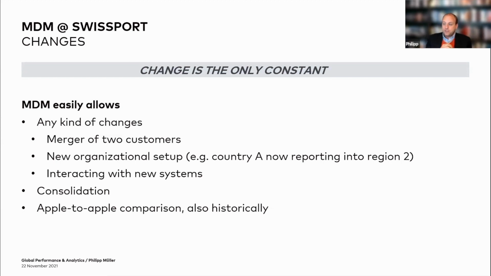We can easily consolidate, and we can easily compare apples with apples. So that being said, if today one country is reporting into another region, we would also see this effect for last year, which is important. Otherwise, we could never compare the new regional setup compared to last year. So all these kind of changes, they can really easily be done and compared.